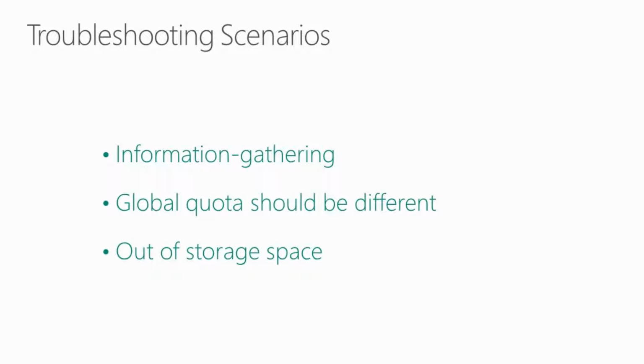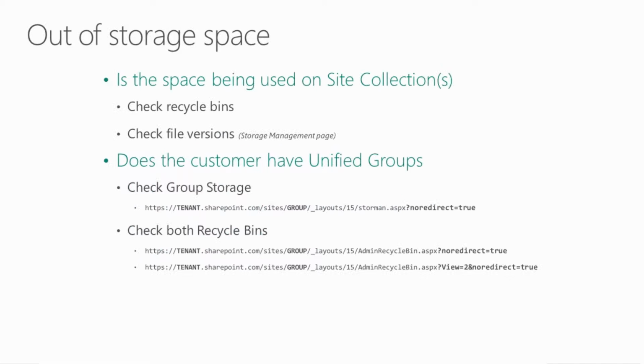This is a scenario where the global storage that we see should be different, or it's a value that is not expected by our customers. So the customer goes to the SharePoint admin storage and sees more or less storage than they should. And the last troubleshooting scenario is when you are out of storage space on your SharePoint admin center and you don't really know where that storage went and what we can do to find the missing storage and what we can do about it.